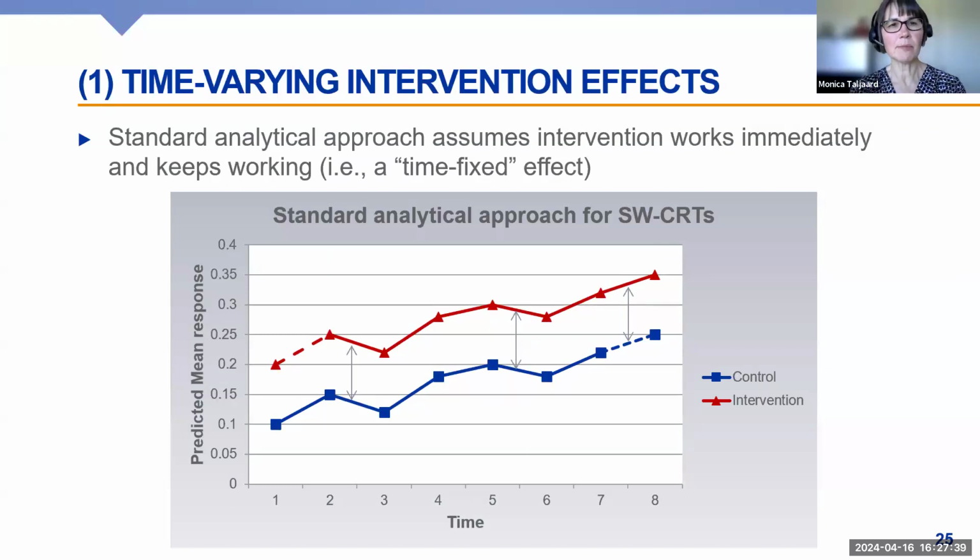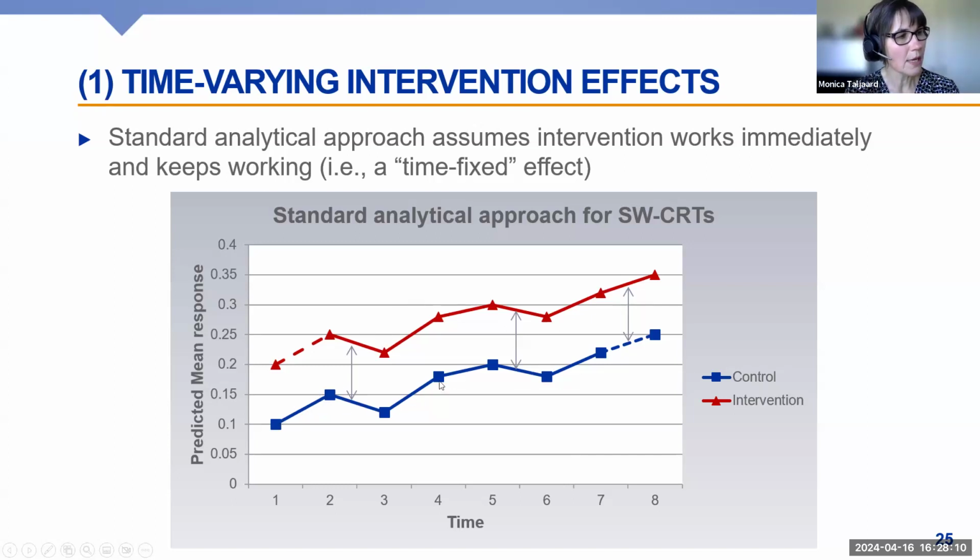So the first misconception is this idea about, I don't have to even think about how the intervention works. Now, the standard approach that 99.999% of stepped wedge trials use is the so-called Hussey and Hughes method. It assumes that the intervention works immediately and then it keeps working. So this is just a little diagram to try and illustrate that idea.